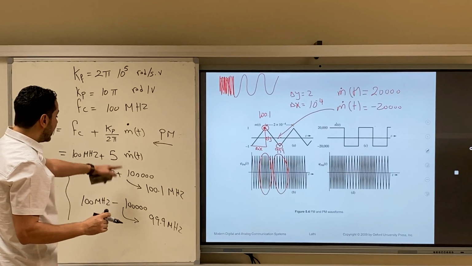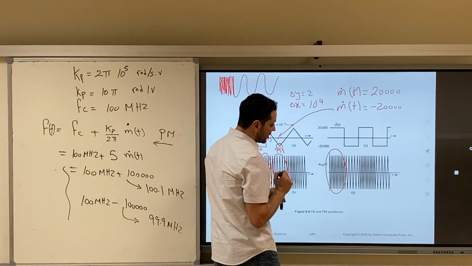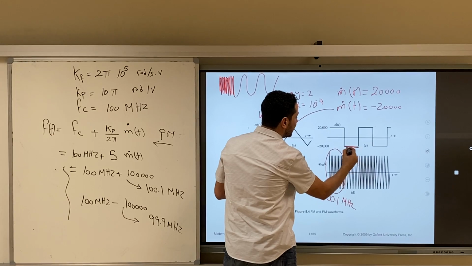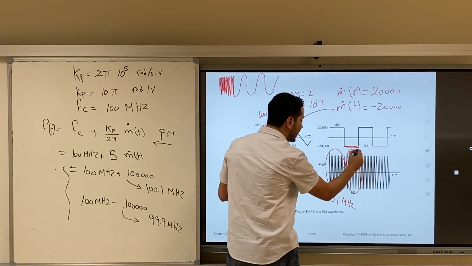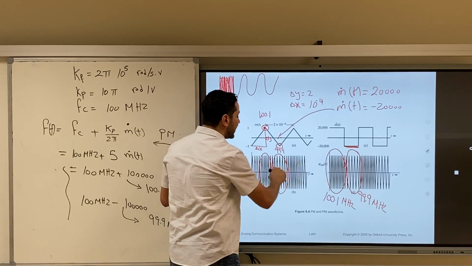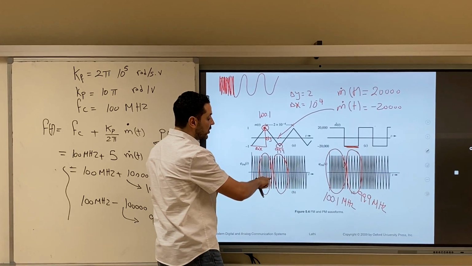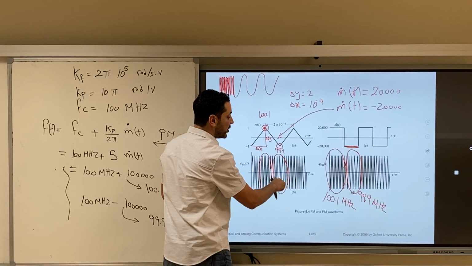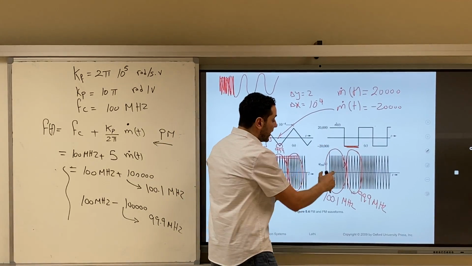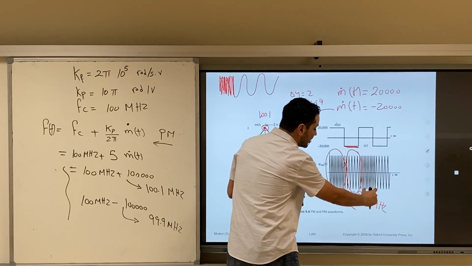So when m dot is 20,000, this will give you a constant high frequency in this region, which is 100.1 megahertz. And when m dot is negative 20,000, this will give you a constant low frequency of 99.9 megahertz. What's the difference between PM and FM in this example? In FM, the frequency was changing gradually between 100.1 to 99.9, and then from 99.9 to 100.1 again. It changed gradually. But here, the frequency doesn't change gradually.